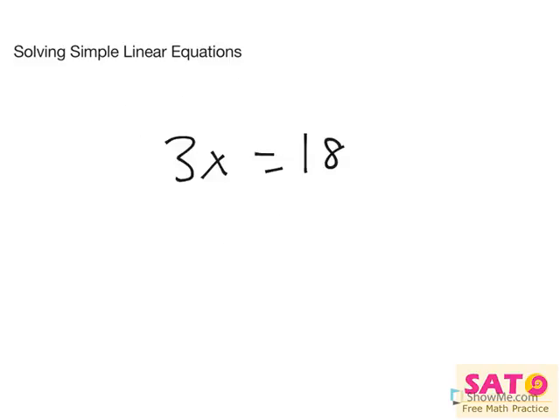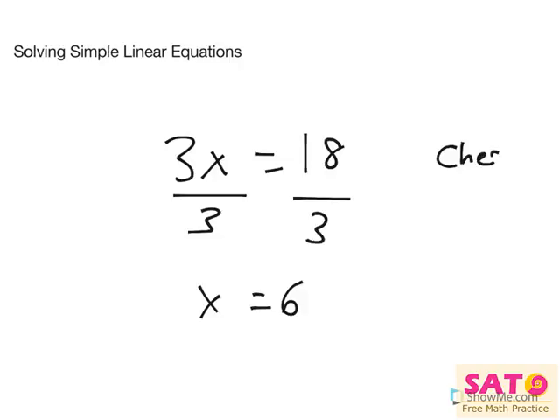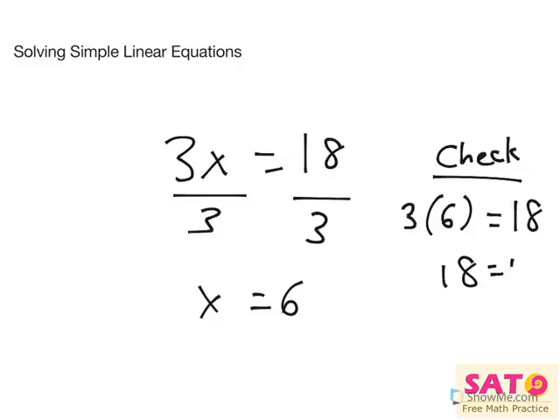For any equation, we have to know that we can easily check our work, just in case we made a mistake. So for here, we would divide by 3, and we would get x equals 6. And how do we check it? Well, we just plug it back in. So x equals 6. So we just do 3, and the parentheses is where the x was.